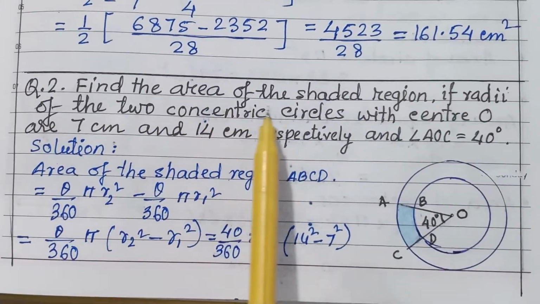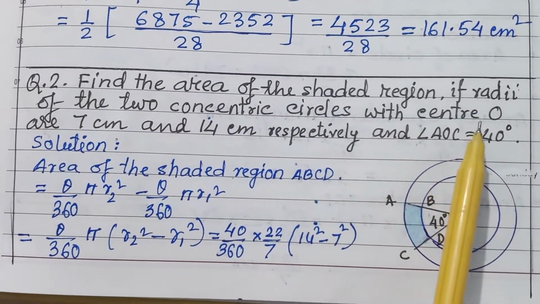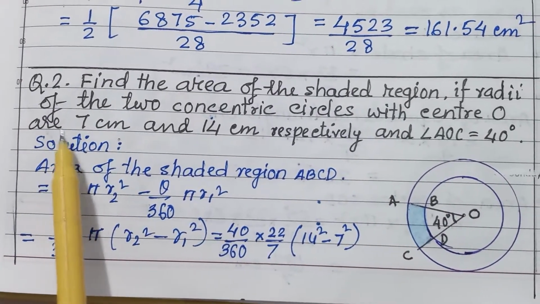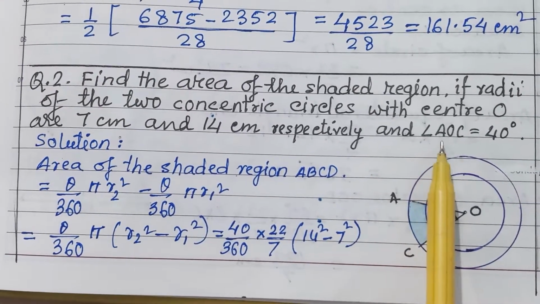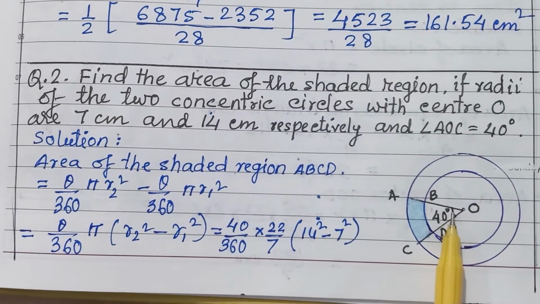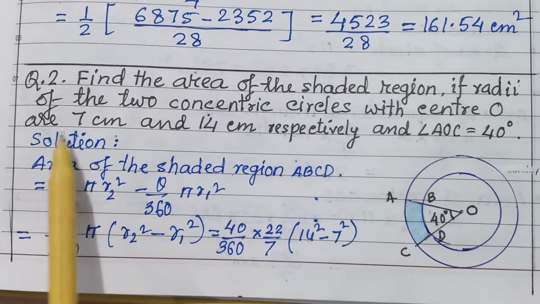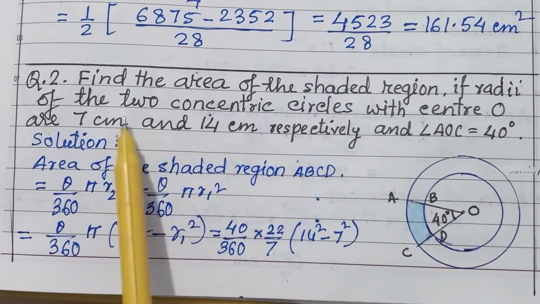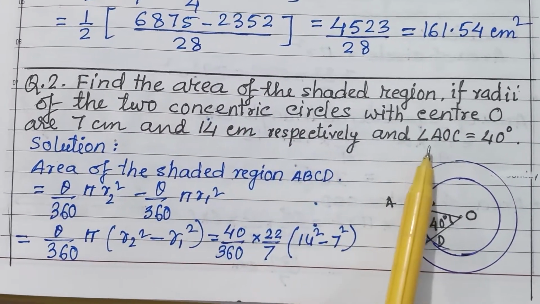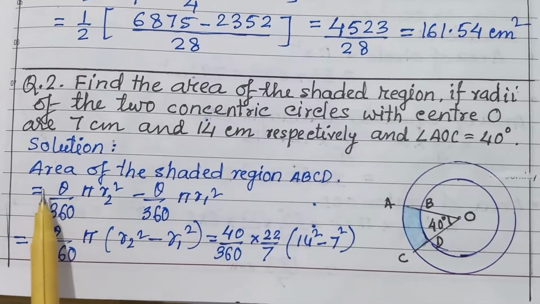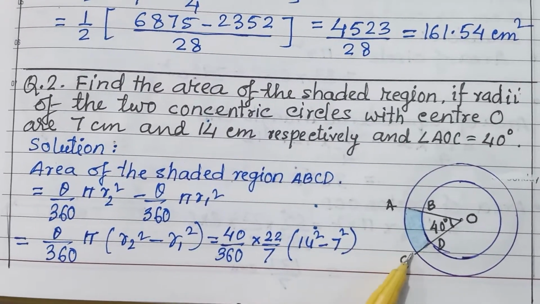Question number 2. Find the area of the shaded region if the radii of the two concentric circles with center O are 7 centimeter and 14 centimeter respectively, and angle AOC is equal to 40 degrees. This one, angle AOC, is 40 degrees. Now the solution: area of the shaded region, this one A, B, D, C, this part.